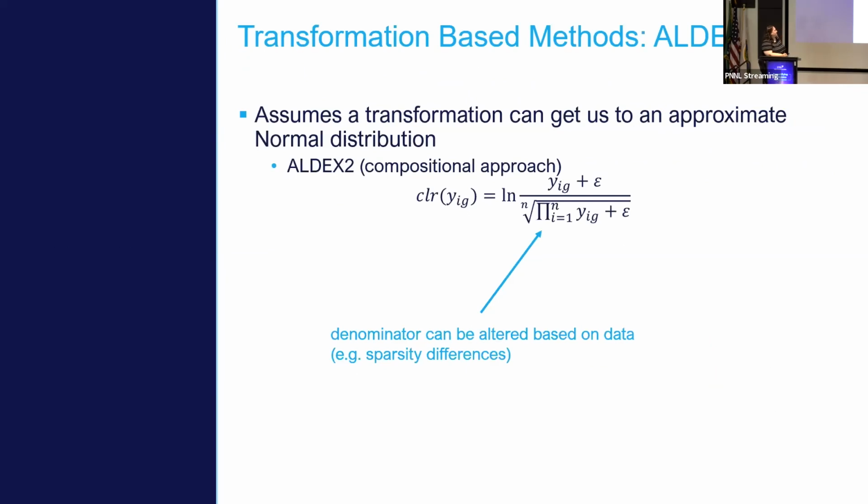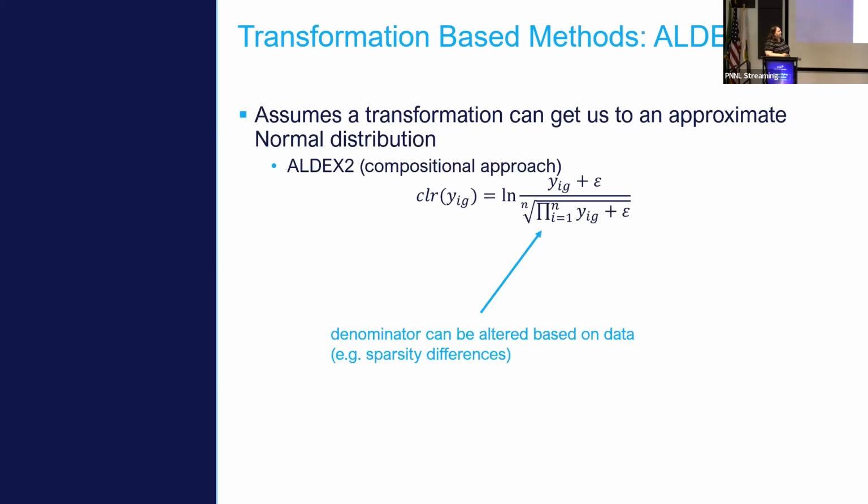Okay, last method that we'll talk about is this compositional approach, ALDEx2. It does something very strange, but effective, which is that this epsilon, it adds a small number to every count in your data set. So for a given gene, you're going to add some small number epsilon to every count. You're going to divide by this nth root of the product of all of these things, which is a geometric mean, and you take the log of that. You'll often hear this referred to as a centered log ratio.